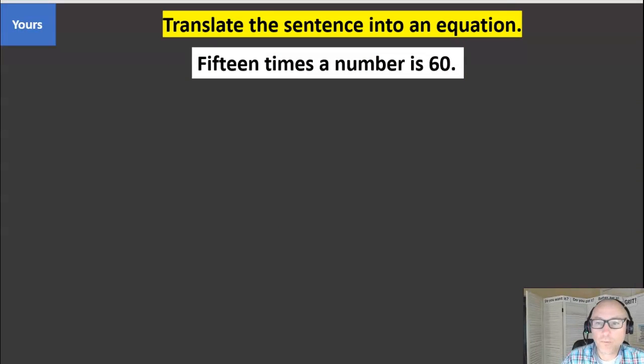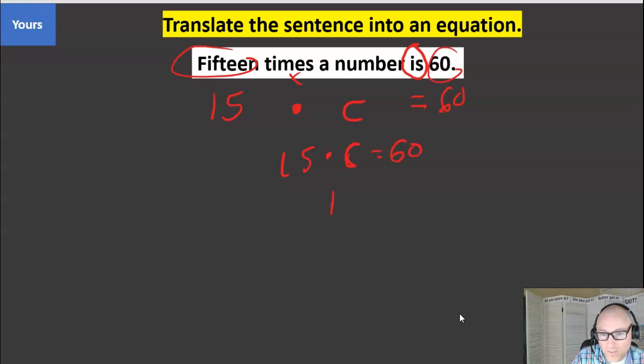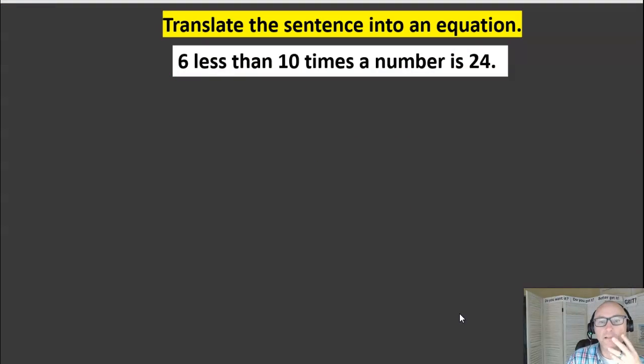Okay, how'd you do? Did you find the magic word? What is the magic word? Is. And what does "is" mean? "Is" means equals. And then we have a 60 here. Kapow! 6 less than a number.